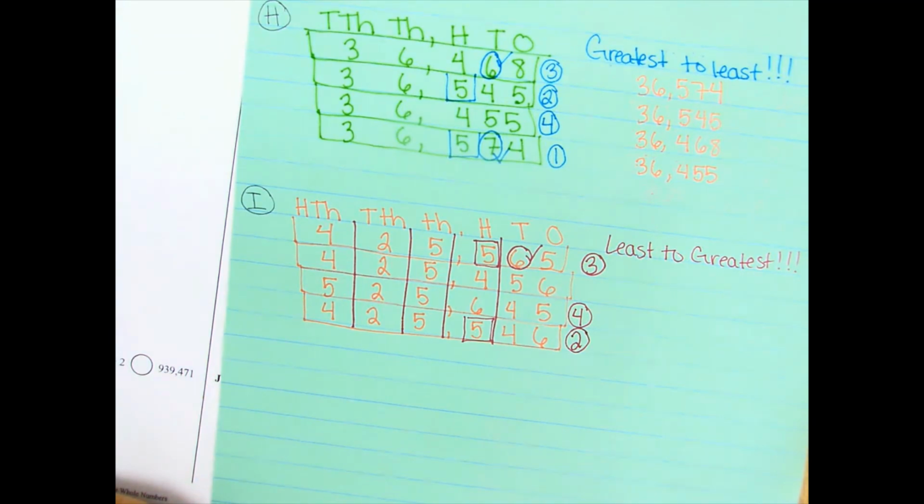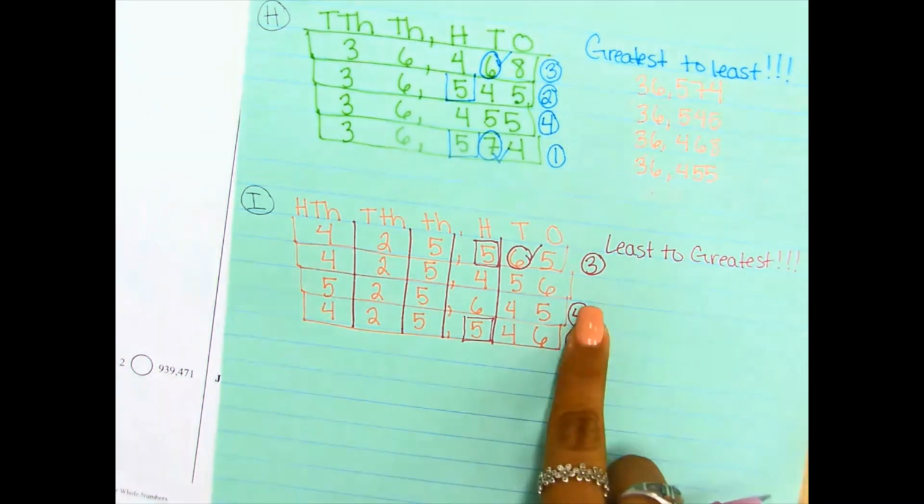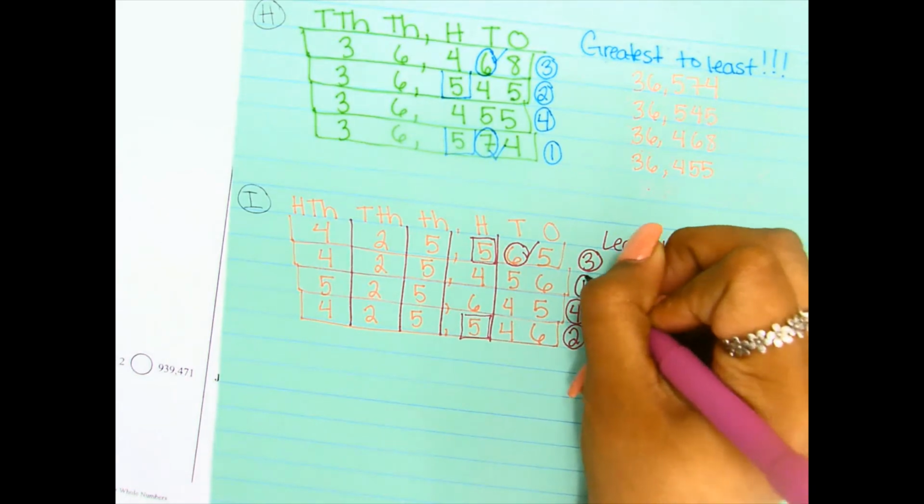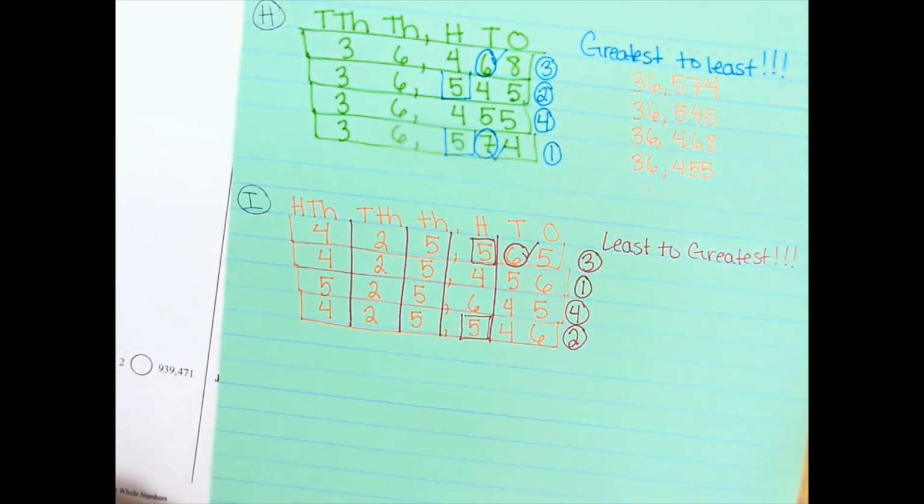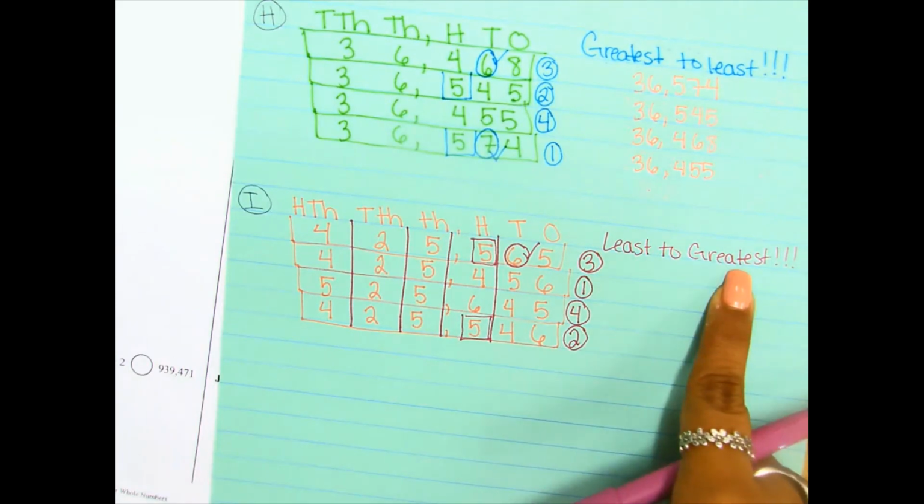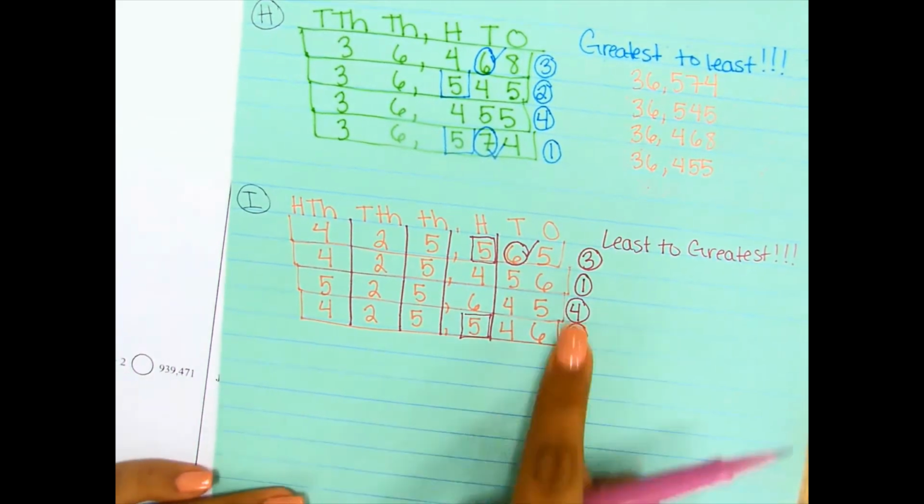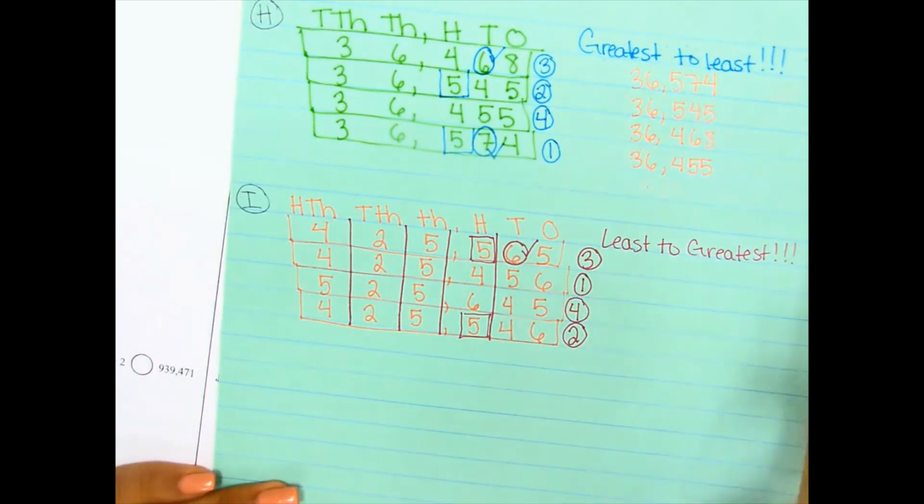Now, last but not least, or last but least, is this number right here. And that'll be in first place because we're going from least to greatest. So now let me rewrite my numbers. In first place, I have this number right here.